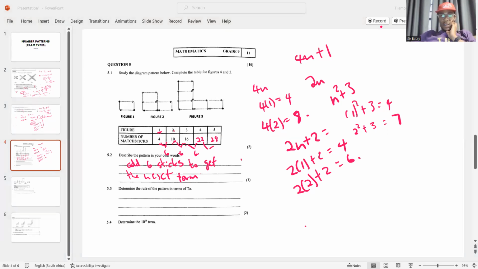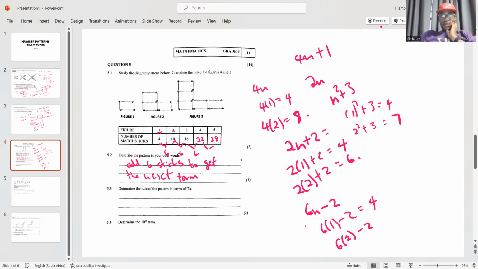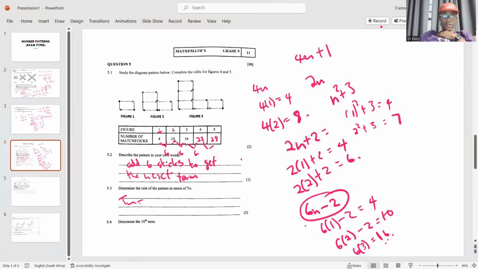So let us say I say 6n. Then for me to get 4, I need to minus 2. So 6 into 1 minus 2 is 4. Okay, 6 into 2 minus 2, 12, then 10. Then 6 times 3 is 18 minus 2, it's going to give me 16. Okay, that means I'm on the right track. Then my Tn equals 6n minus 2. The 10th term, T10, is 6 into 10 minus 2. Answer is going to be equal to 58.